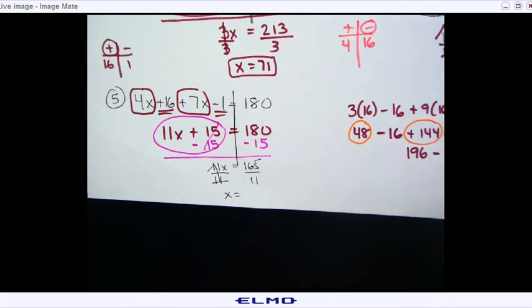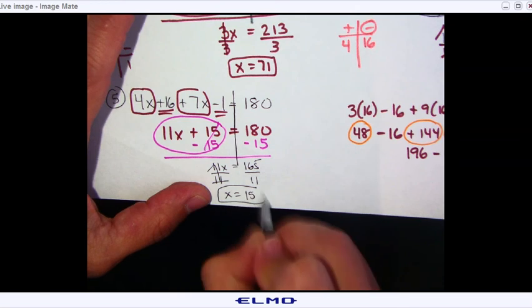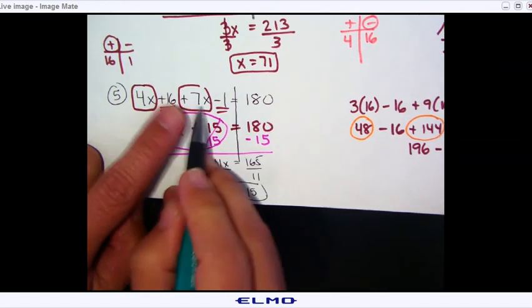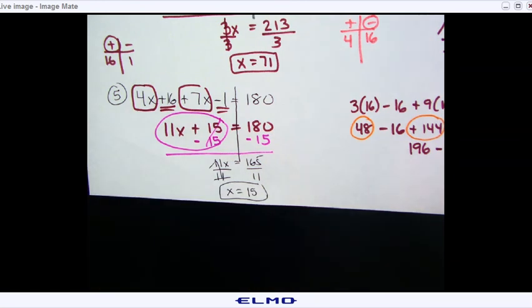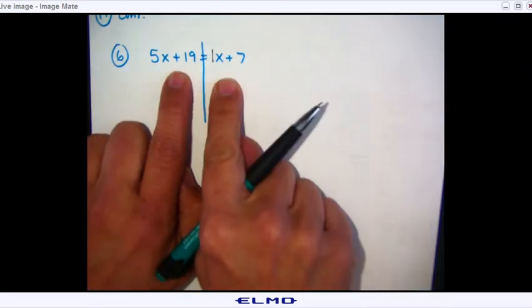Fitting. All right? 15. And there's your answer. So again, what does that mean? When I plug it in, 4 times 15 plus 16 plus 7 times 15 minus 1, when you do all the math, it's going to equal the right side, which is 180. All right, cool.